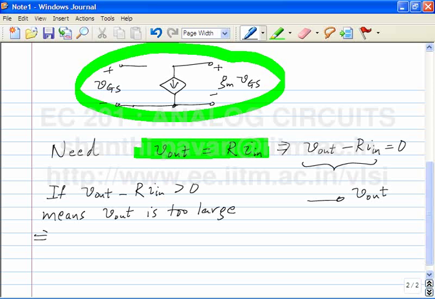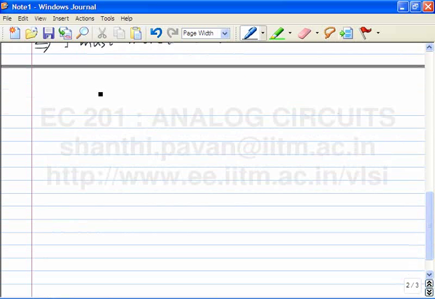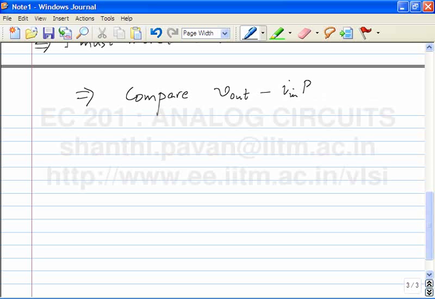What must I do? I must reduce V out. On the other hand, if V out minus R times IN is less than zero, what does it mean? V out is too small, so I must increase V out. In other words, I must compare V out minus IN times R with ground, okay, and tweak V out in the proper direction. Does it make sense?